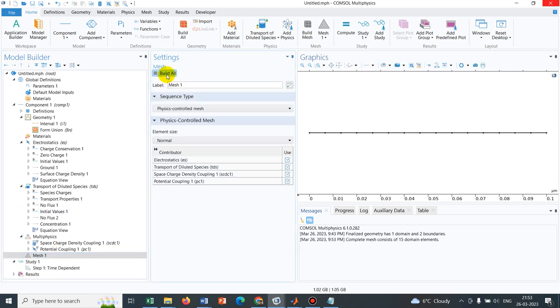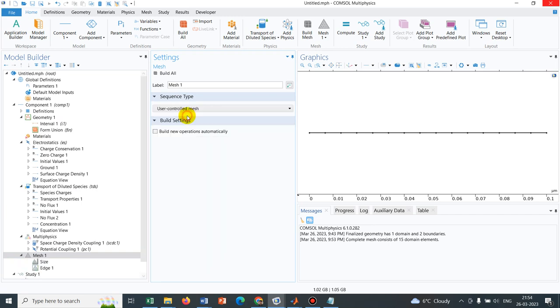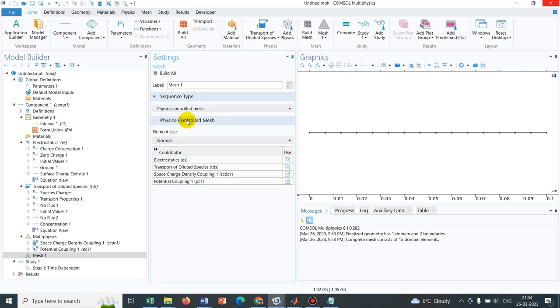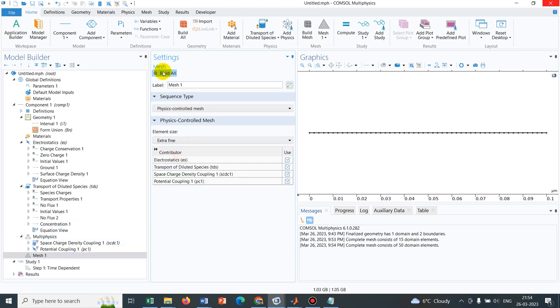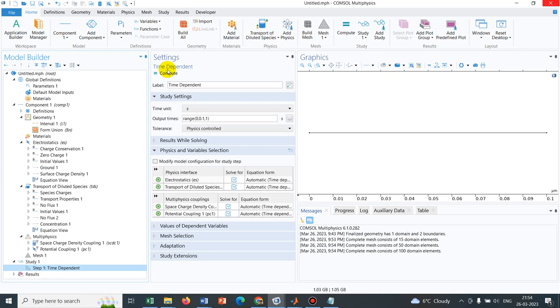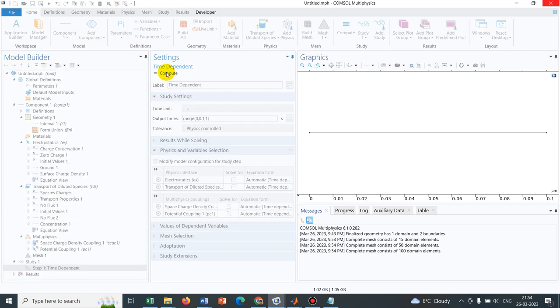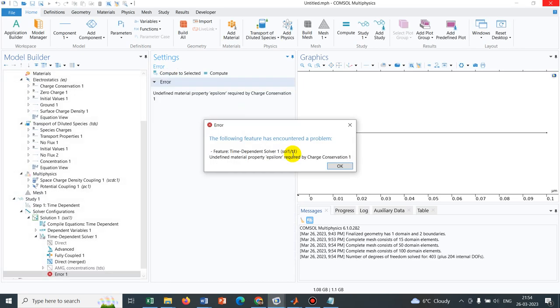Let me go ahead with the meshing. It's not a good mesh. Let me go ahead with user defined, or let me change the normal to extra fine. Not good yet. Let me go to extremely fine. This is okay for the calculation purpose. Not okay exactly, but still we can go ahead for the learning purpose. So now let me just click on compute. I hope it would run. The results might be a little bit different.